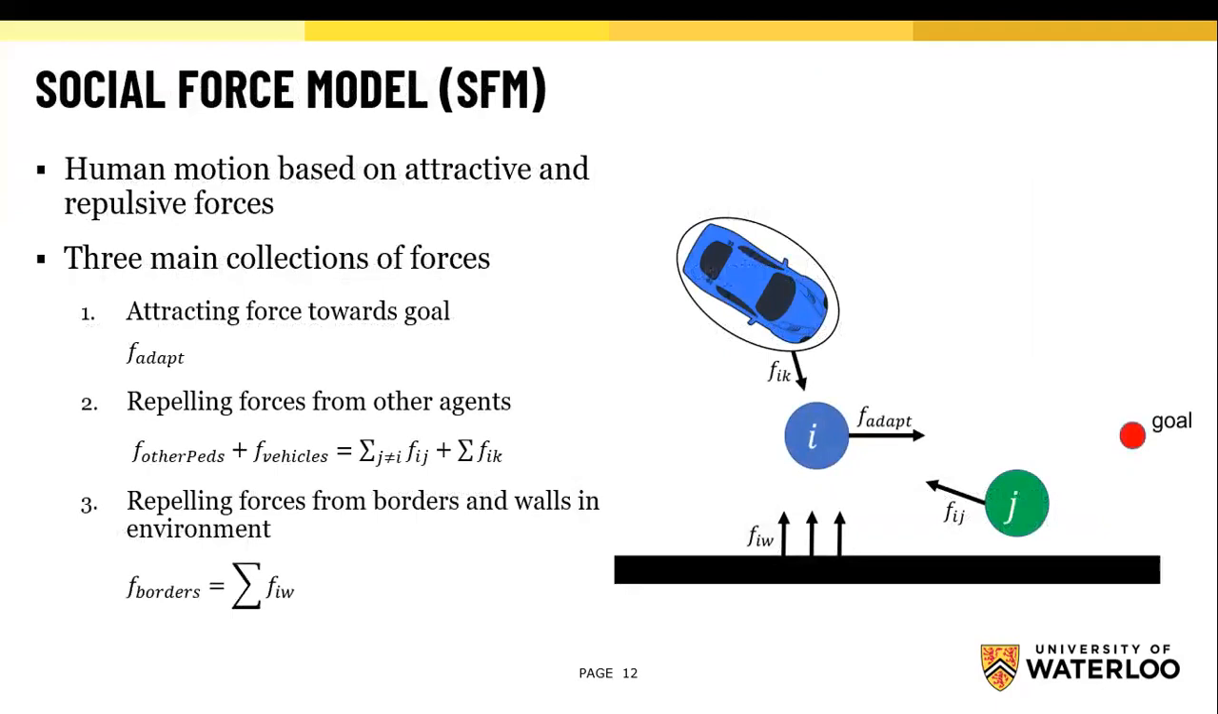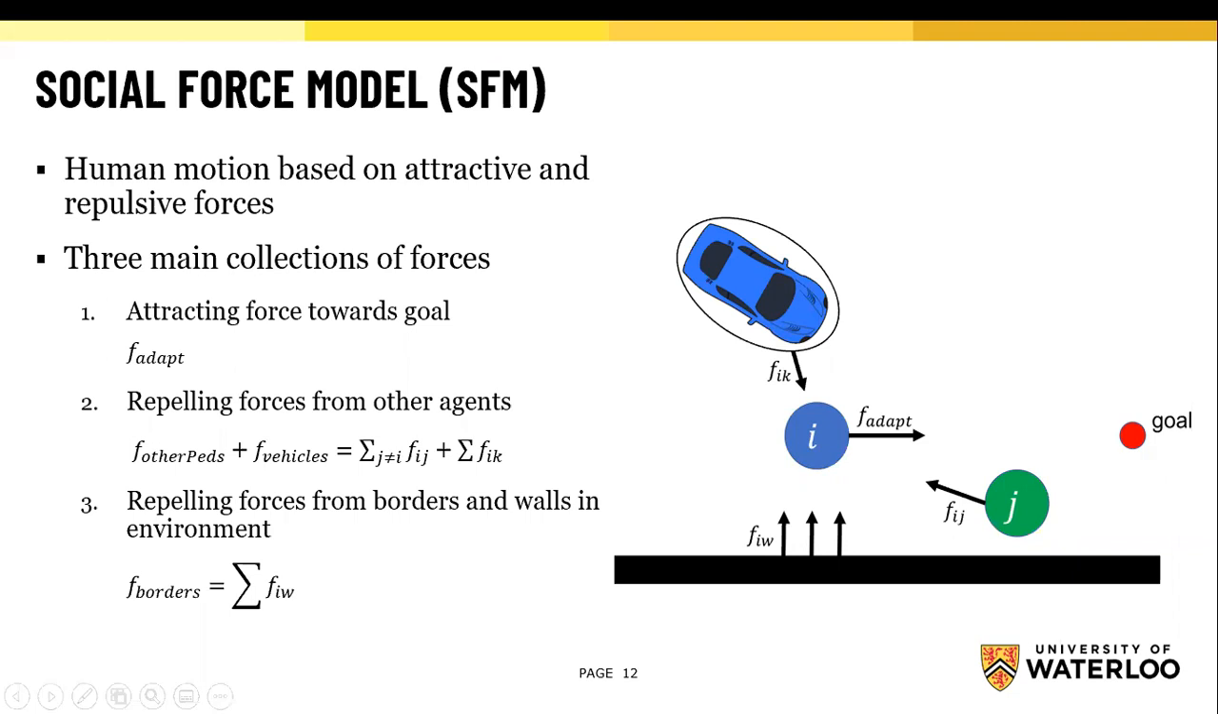The social force model works on the principle that human motion is based on attractive and repulsive forces. So we have three main collections of forces. The first and only attracting force is attracting the pedestrian towards their goal point. We call that F adapt. And this is where the waypoints are important, because if you remember the previous diagram, we can't simply walk directly towards our final destination. There are intermediate points in between that need to be visited.